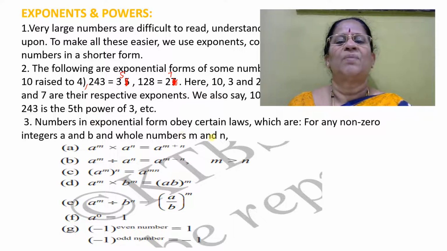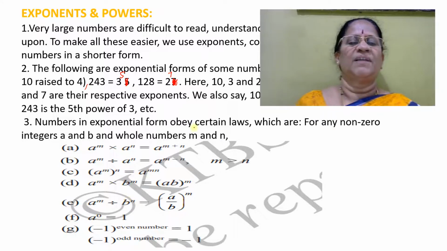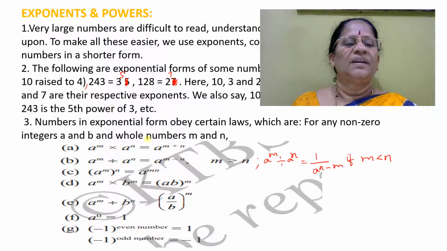Numbers in exponential form obey certain laws, which are: for any non-zero integers a and b and whole numbers m, n, we have these laws. a to the power m into a to the power n is equal to a to the power m plus n. a to the power m divided by a to the power n is a to the power m minus n if m is greater than n, and it is equal to 1 by a to the power n minus m if m is less than n. a to the power m, whole raised to the power n, is a to the power m into n.